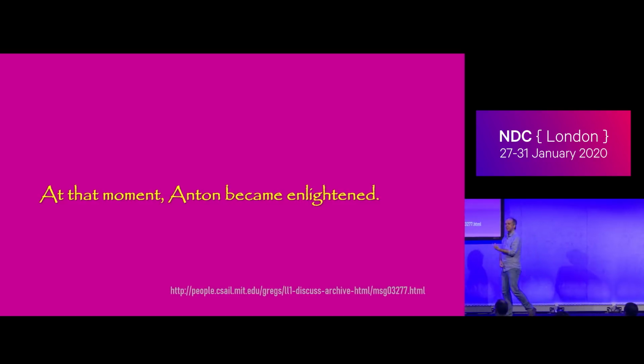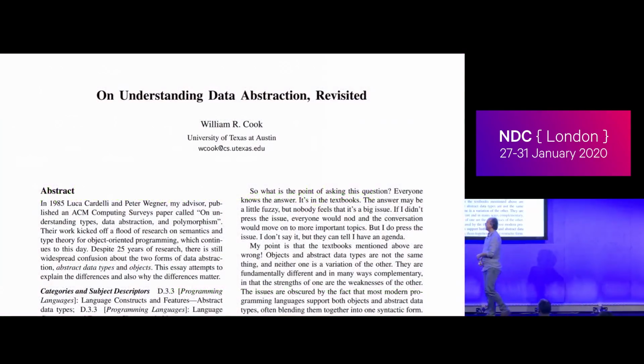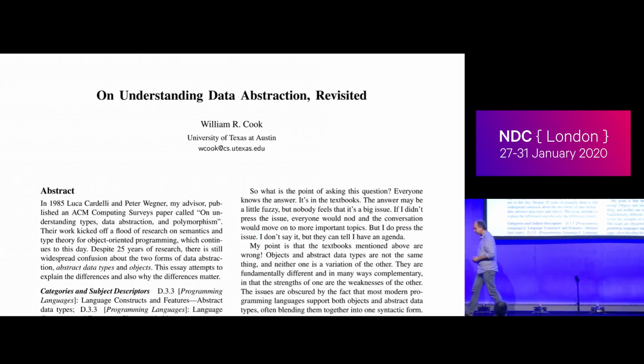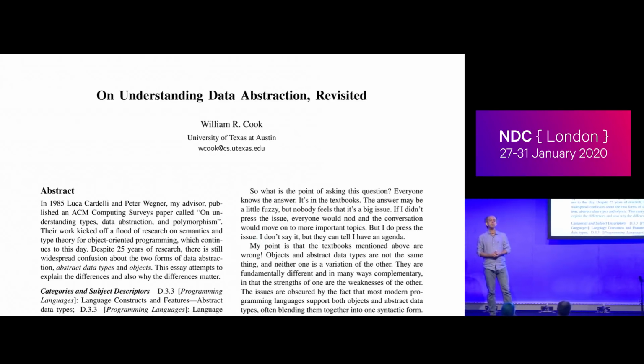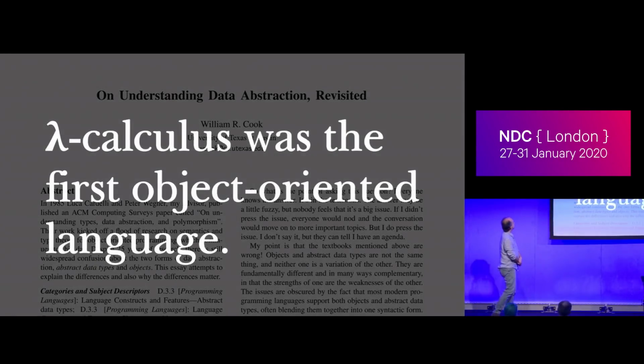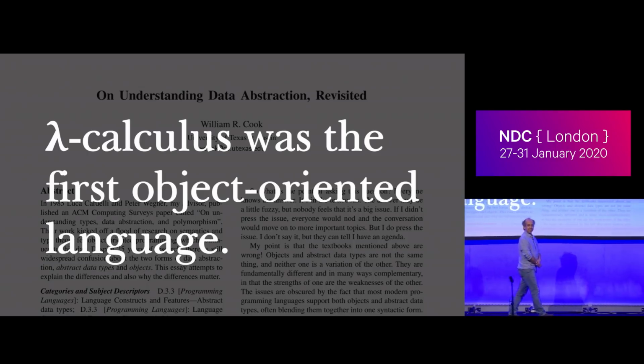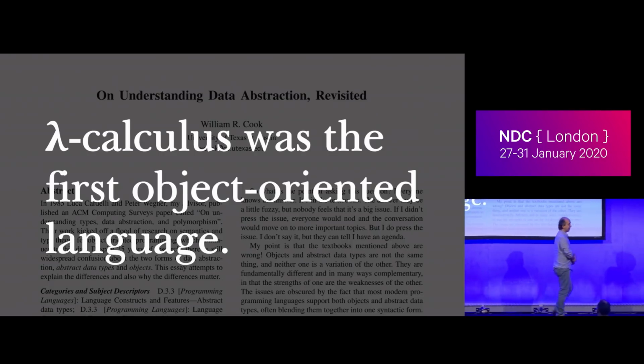There's this kind of duality here, and it's one that we kind of pick up. It's a rather nice paper from 2009, William Cook. It's based on revisiting a paper on data abstraction and polymorphism that was very influential in 1984. Luca Cardelli and Peter Wegner published it, and William Cook goes back to it. I don't know the number of points he makes, but one of my favorites is: Lambda calculus was the first object-oriented language.